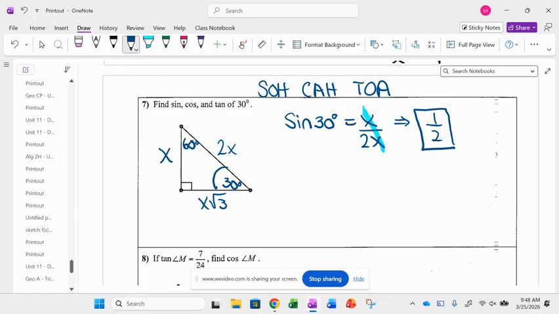Who thinks they're brave enough for the cosine of 30? Who wants this one? Who wants the cosine of 30? Okay, Jay, you don't have to beg me. You could have it. Cosine of 30. All right, Jay, cosine, is it SOH, CAH, or TOA?